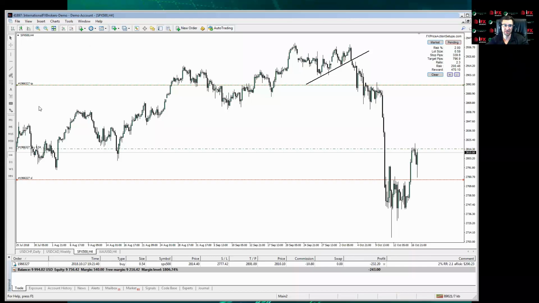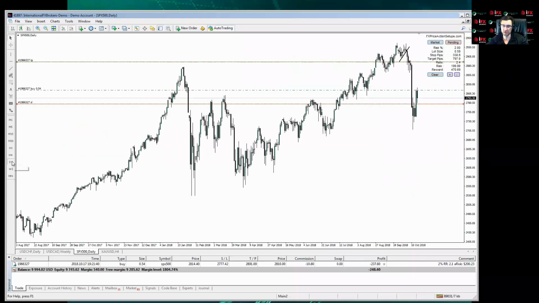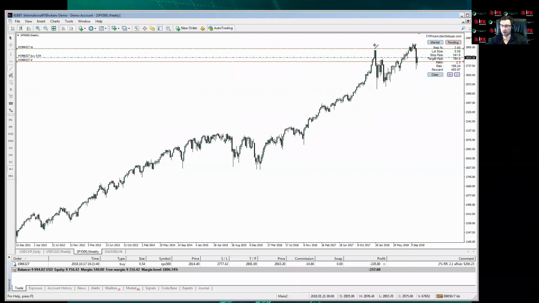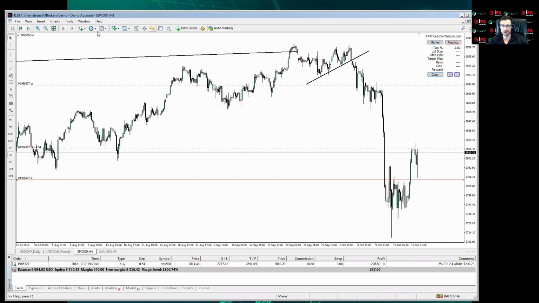But I don't think that this market is done. This was only the first move down. On a weekly time frame, I do expect this to come down a little bit lower to complete the pattern. So this is one to look out for.